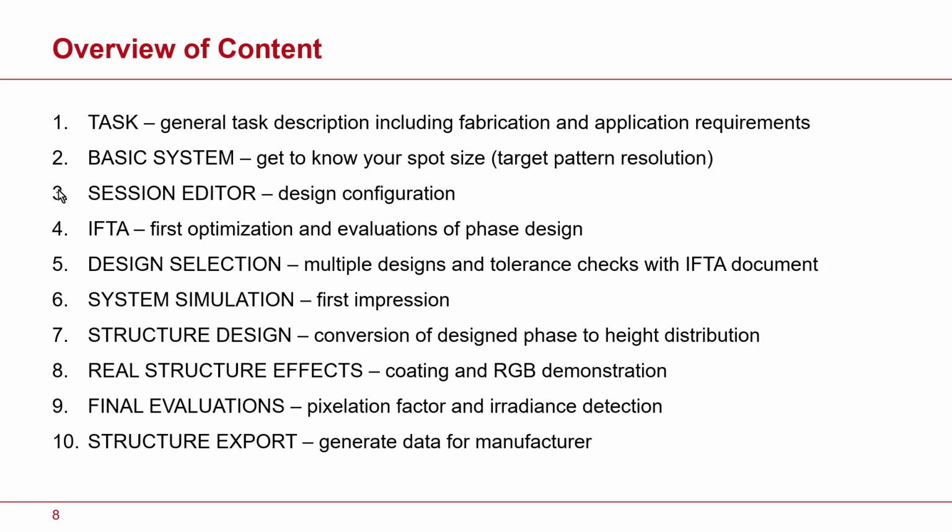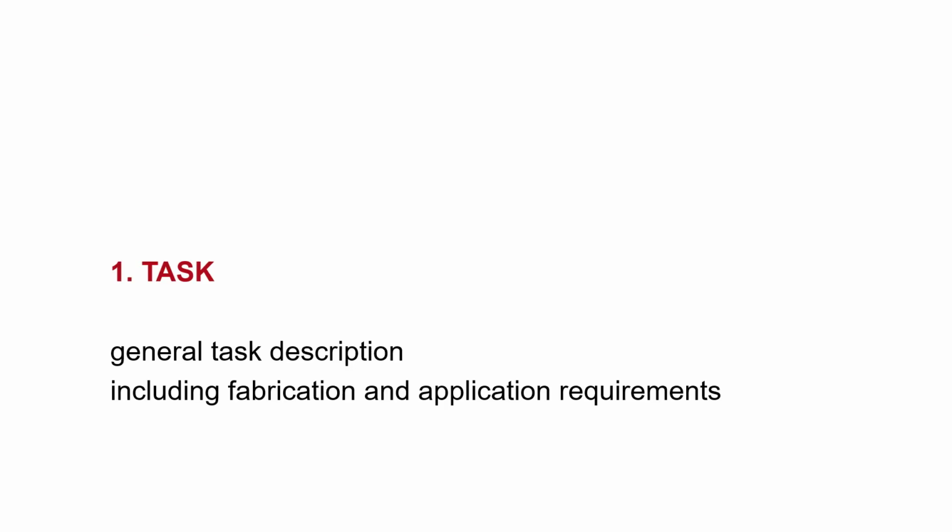Then the next step is I use our session editor, which is something like a wizard in VirtualLab. This session editor helps me pre-configure the actual design and optimization document, the IFTA, or iterative Fourier transform algorithm, which is a very powerful tool implemented in VirtualLab Fusion. Then we do design selections, then system simulations, the structure design, because up to this part we are still in a functional regard and functional design stage. But then we convert it to a structure and regard certain structure effects. Then we do some final evaluations, and in the end, we do the structure export, or show that it can be done, of course. So let's start here with the task.